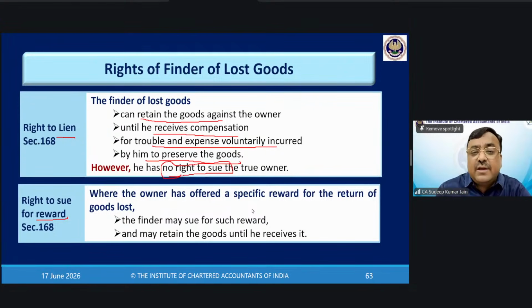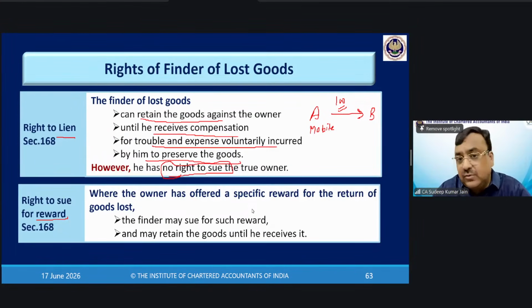Suppose A found a mobile belonging to B. He incurred 100 rupees for repairing that mobile so that he could find the true owner. The true owner was found but denied making the payment of expenses. A can retain the mobile for payment of these 100 rupees, but he cannot file a suit in the court. So if A has handed over the mobile to B, afterwards he cannot claim those expenses.